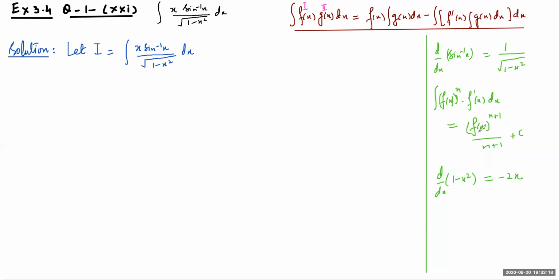then we can integrate it with the help of the power formula, which is f(x) to power n plus 1 divided by n plus 1, plus a constant of integration. Then we must know that d by dx of 1 minus x square is equal to minus 2x.